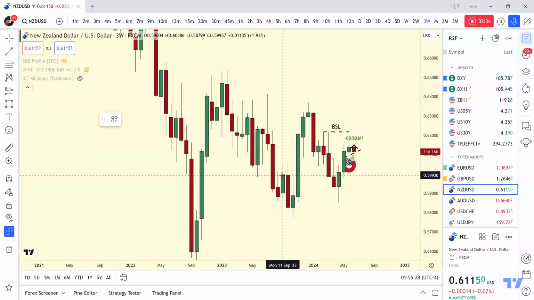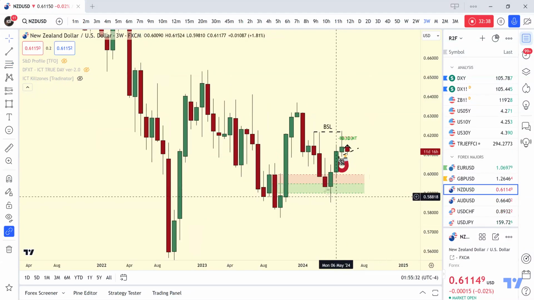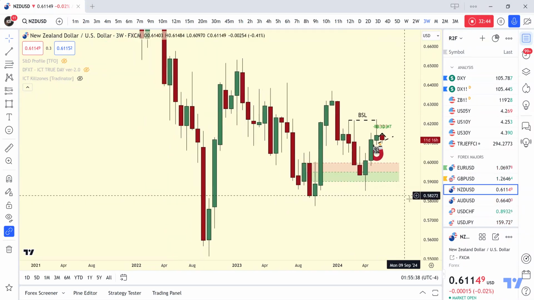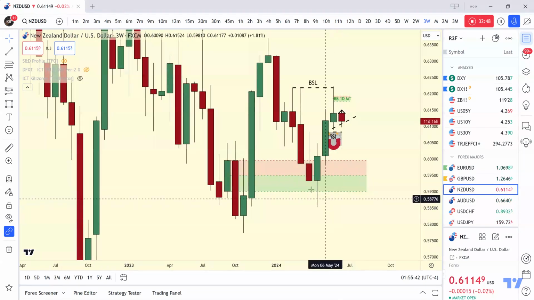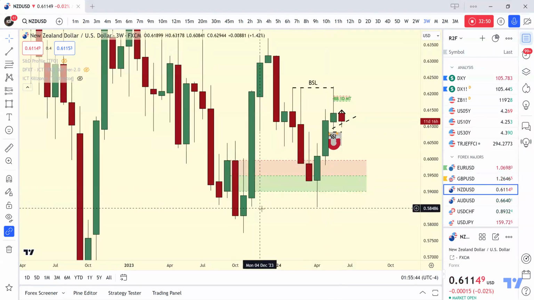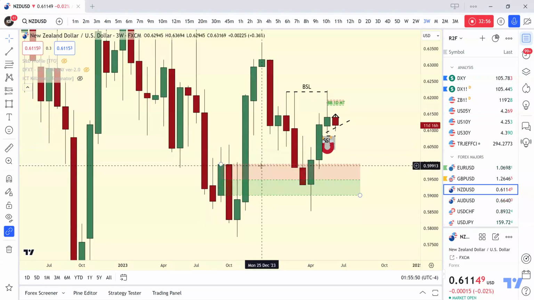I'll use this. See, the bodies are respecting this, ignore the wick. Not ignore the wick, but you can see the wick come lower, take out this low. There may be order blocks and stuff in there, but this is the higher time frame that you should be concentrating on.